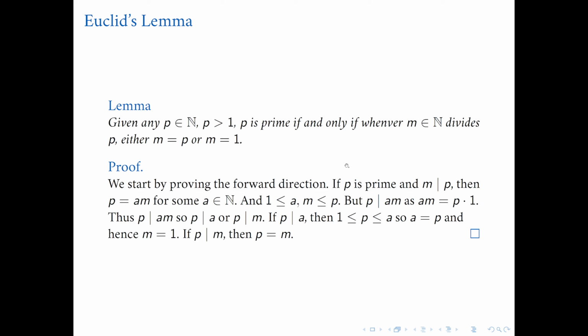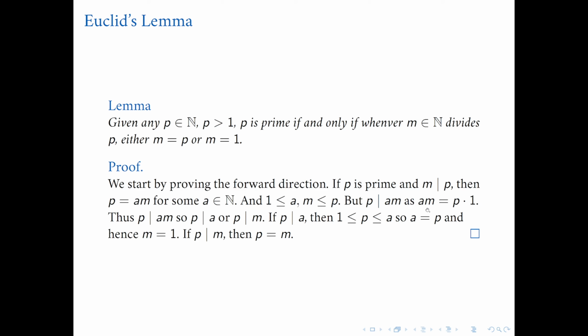So the forward direction, we're going to assume P is prime, and we have a divisor of P. We want to show that M is P or M is 1. Since M divides P, P is a product of A and M for some natural number A. We also know that A and M, since they're divisors of P, are smaller than P. But we can use this equation to deduce that P divides AM because AM is P times 1, so P goes into the left-hand side. So P divides this product.